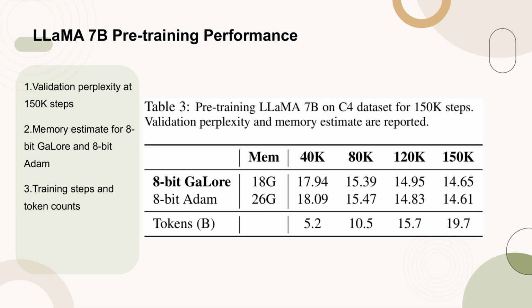Table 3 presents the results of pre-training the Llama 7B model on the C4 dataset for 150K steps. The table reports the validation perplexity and memory estimates for two methods, 8-bit GaLore and 8-bit Adam. The validation perplexity is measured at different training steps, 40K, 80K, 120K, 150K, and the memory estimates are provided for each method. Additionally, the table includes the number of tokens processed at each training step, which is crucial for understanding the model's performance and resource utilization during pre-training.